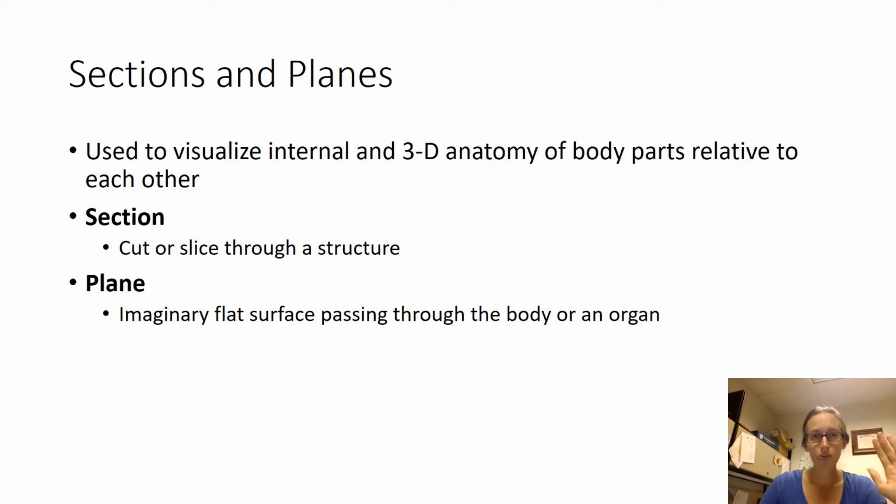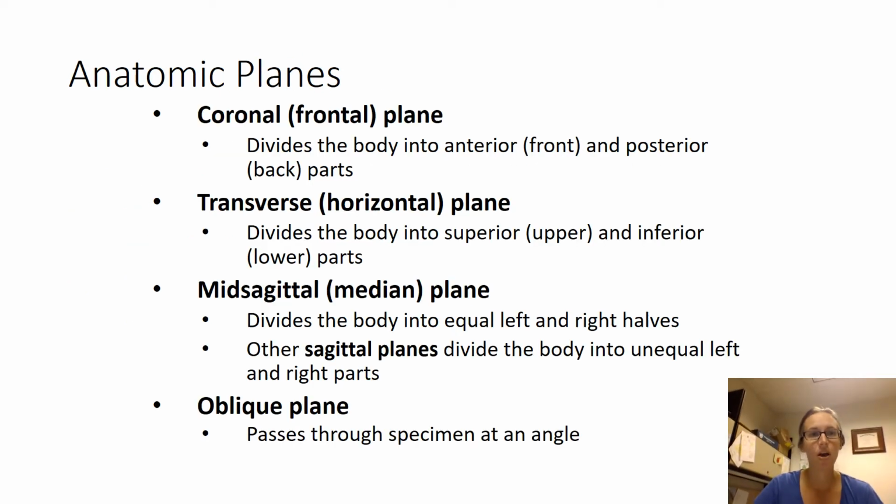Okay, now let's go into sections and planes of the body. So a section is going to be like a cut or a slice through a structure, okay? And so this is going to be as a 3D view that you're going to see. Now a plane is going to be some type of flat surface that's going to cut through the body or sometimes just through an organ. So if we want to look at the brain, sometimes we might look at a horizontal plane so that we could see the different layers.